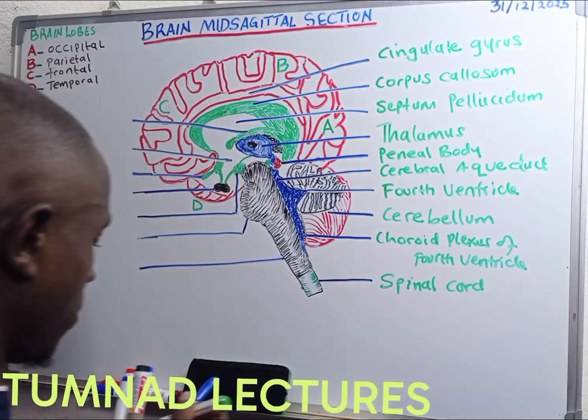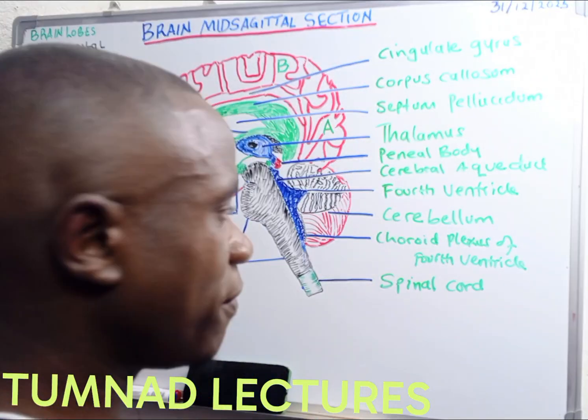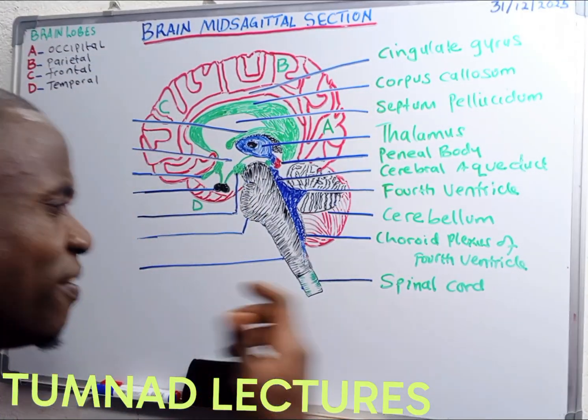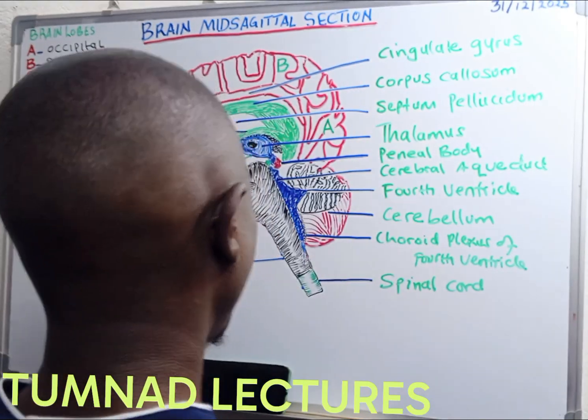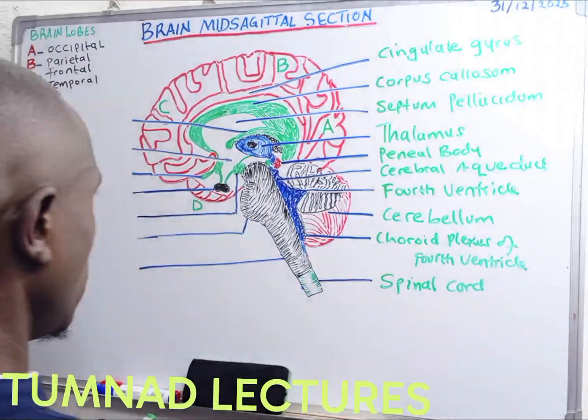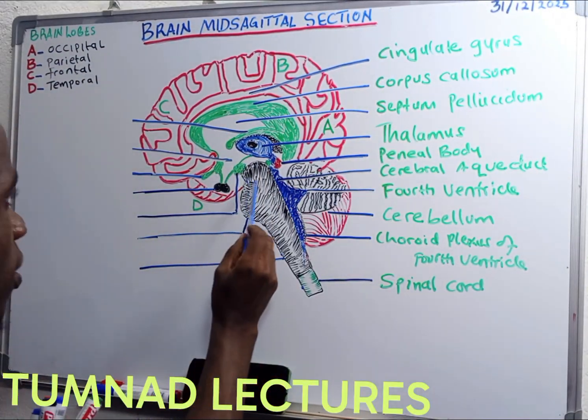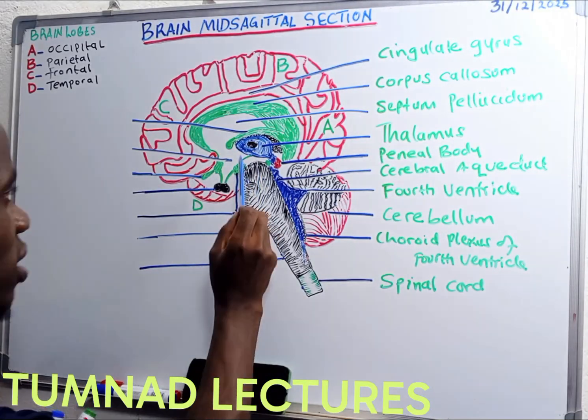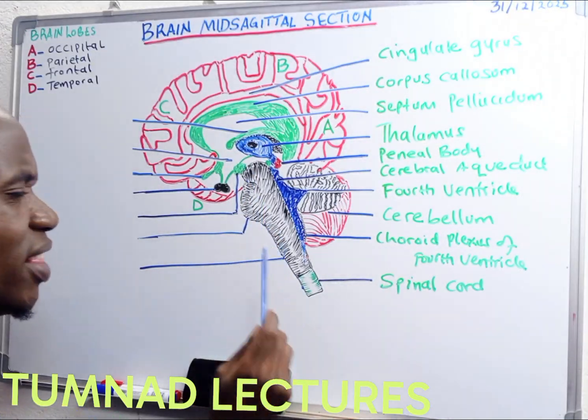So what we call the spinal cord. The spinal cord is very important, so I'll have an individual video talking about the spinal cord and all that. Now, coming to this structure here, the whole of this structure for this and this and this makes what we call the brain stem.